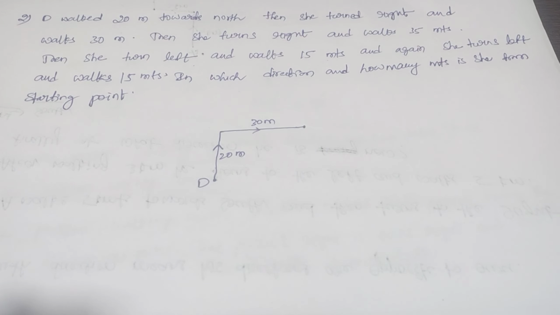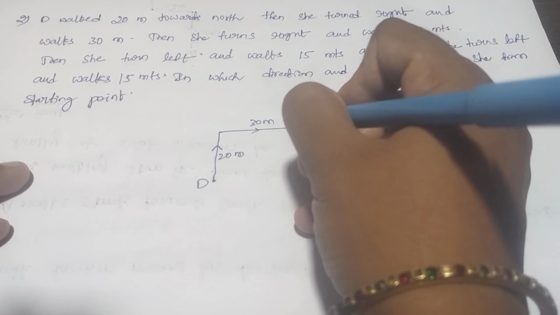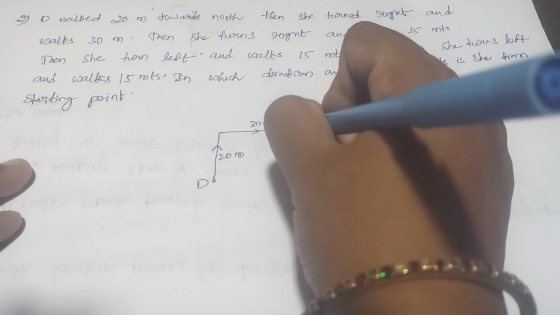Now then she turns right and walks 35 meters, and again she turns right. Okay. Now she is in this direction. Right means this is the left. Upward is left and downward is right. Okay. Again she turns right and walks 35 meters.